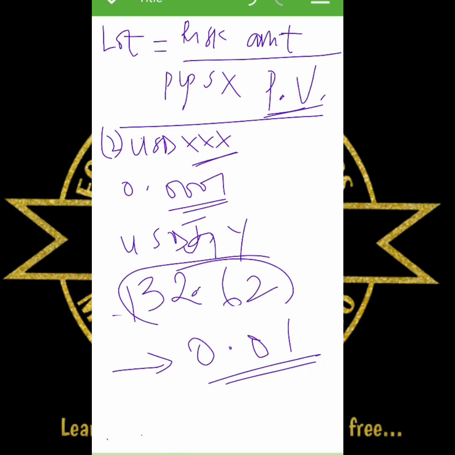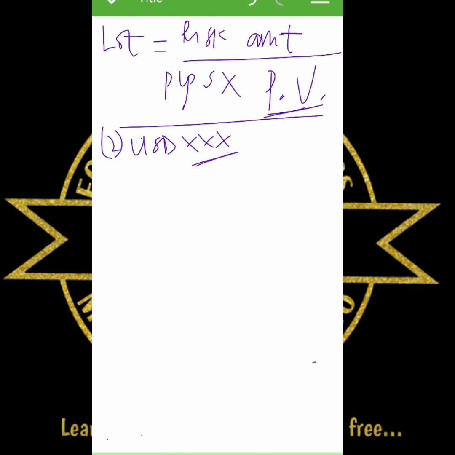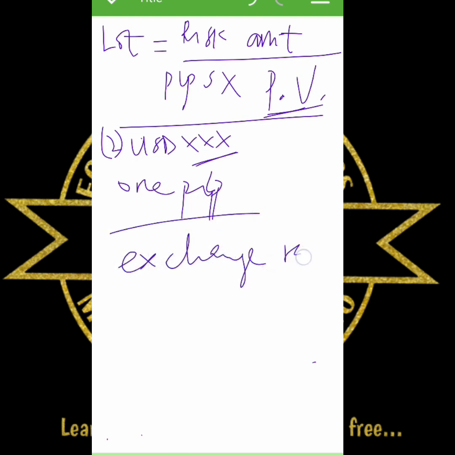Then how do we determine the pip value? Please pay attention here. To determine the pip value, it will be one pip over the exchange rate. The exchange rate is the price that the currency is currently at. This is how you get your pip value.